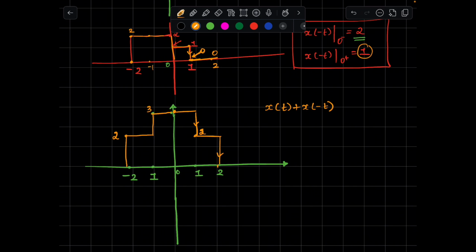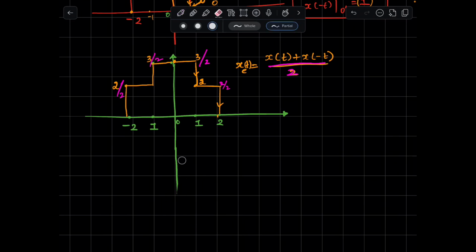So this signal is x of t plus x of minus t. Now I want to divide by 2 to get the even part of the signal. So I am going to divide everything by 2. So you can see this becomes 2 over 2, 2 over 2, 3 over 2, and 3 over 2. So this is the even part of the signal. Next, we will see what the odd part of the signal is. It is not that complicated.